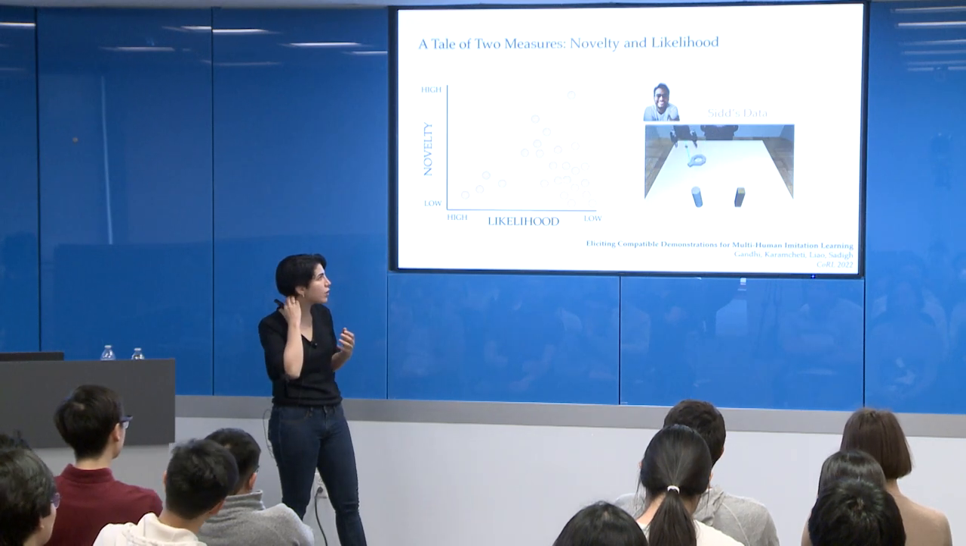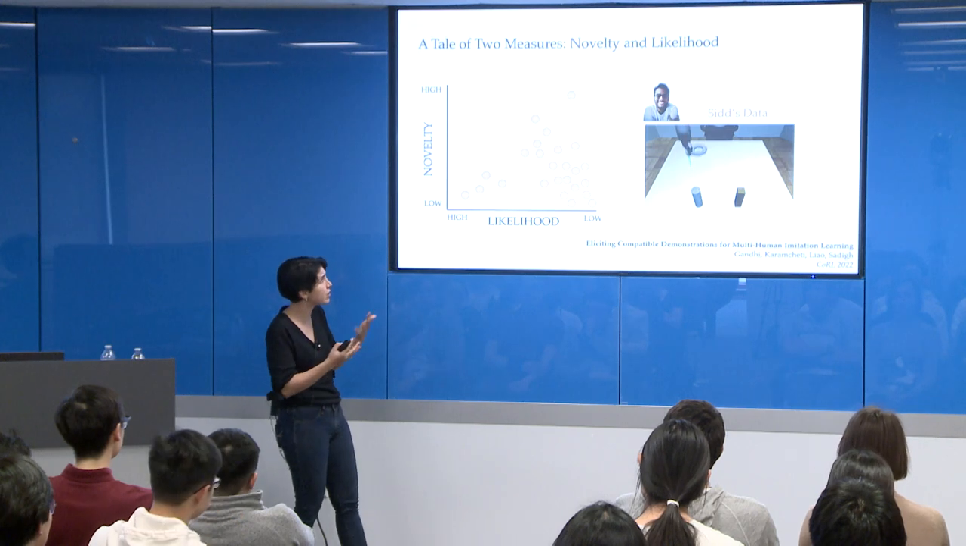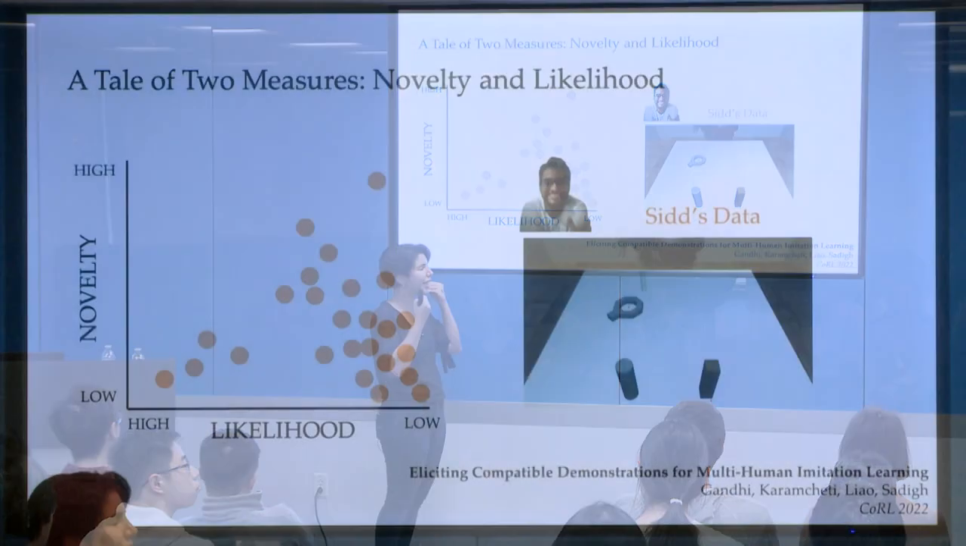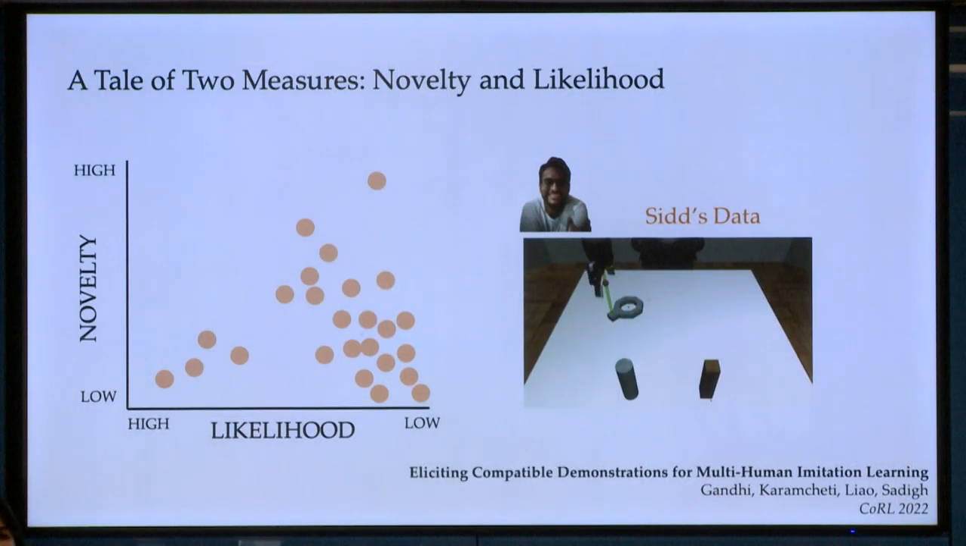It turns out that when you're collecting data from multiple people, or even the same person, the data is going to be multimodal, especially if you're looking at human data. It's extremely variable, extremely multimodal. So what is the right way of going about this?